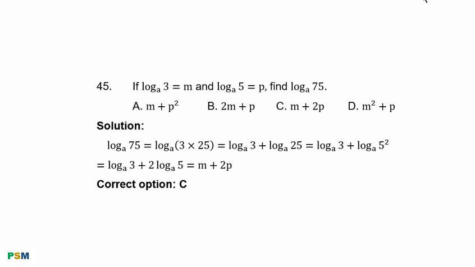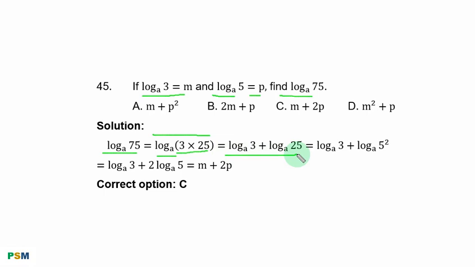Question 45. If log 3 base A is equal to M and log 5 base A is equal to P. Find log 75 base A. Solution. The given problem, you express it in terms of 3 and 5. First, you have it in this form: log 3 times 25 base A. Product implies addition to the given base. You have it in this form.